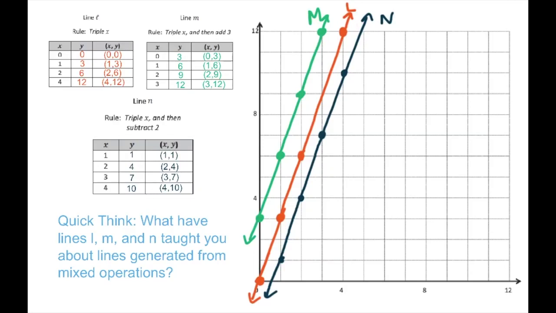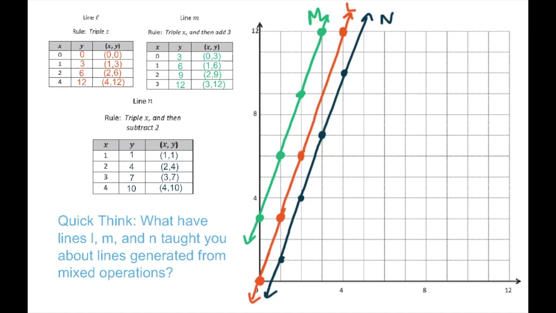Outstanding thinking. I would like to highlight a couple of ideas that I heard. The first one is that you can actually generate parallel lines involving multiplication, but you would have to add or subtract after multiplying. I also heard that not every rule with multiplication will produce a line that passes through the origin. So when you add that adding and subtracting, it no longer passes through there.